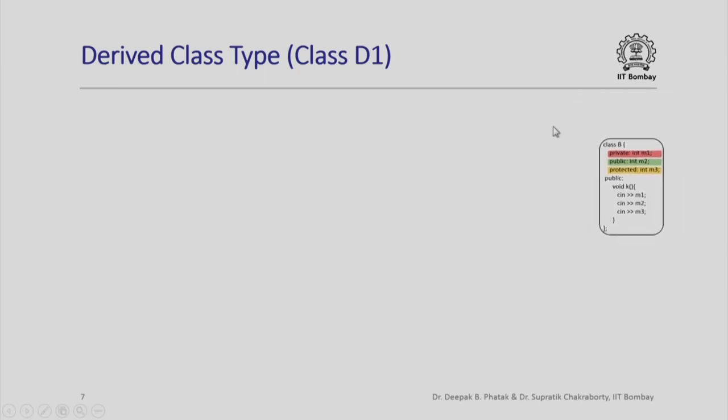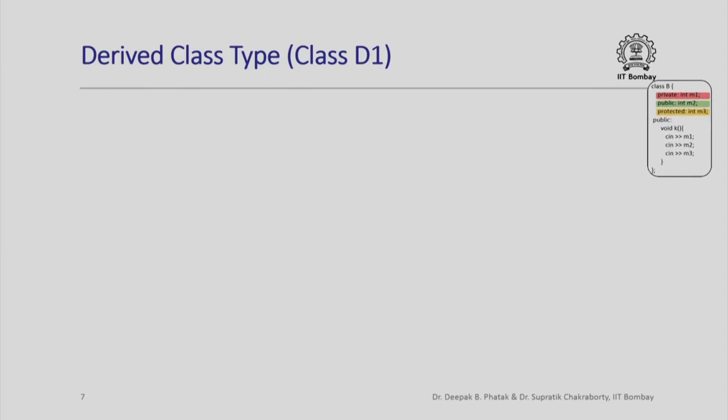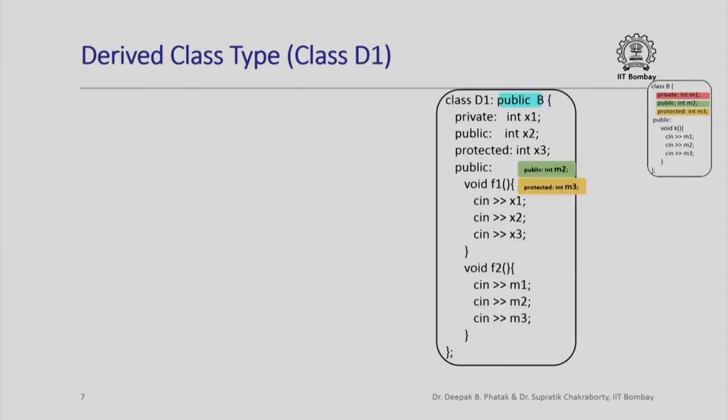So here is the class B, which I will just shrink and put at the corner, and let us say here is a derived class D1 which is derived from the base class B, and the mode of derivation, or the mode of inheritance, is public. This class D1 has two additional data members within it. This is declared to be private, this is declared to be public. In fact, it has a third data member also which is declared to be protected.